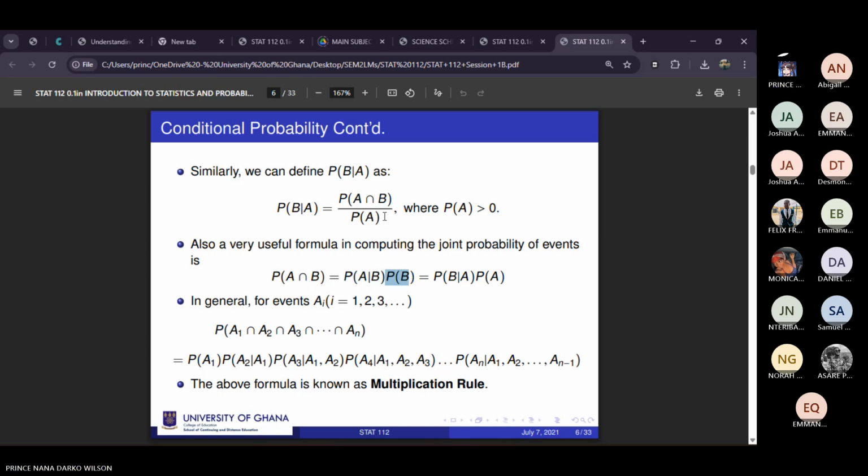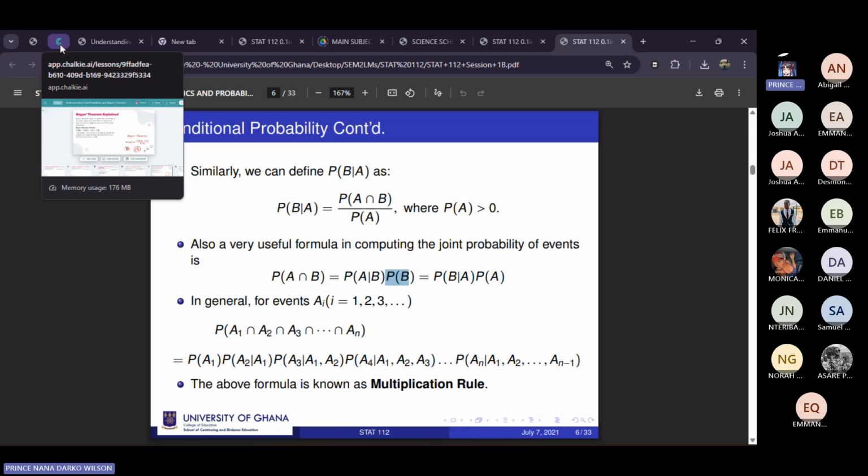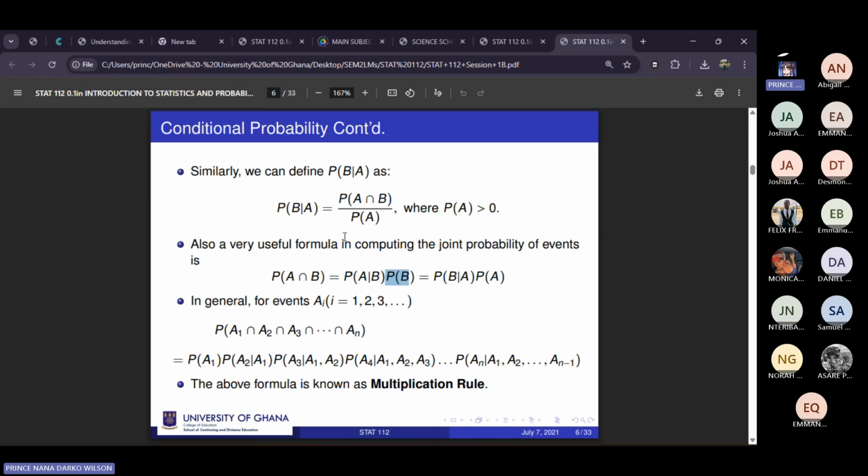Okay, thank you for pointing that out, Mr. Desmond. So let's keep that in mind. Do not confuse the two terms. All of them stand for the same thing: probability of A given B times probability of B, and probability of B given A times probability of A. They all stand for the same thing here. So it depends on what the question gives you.